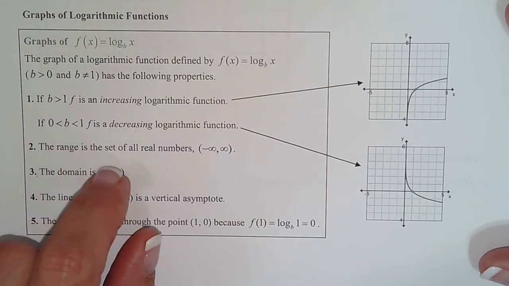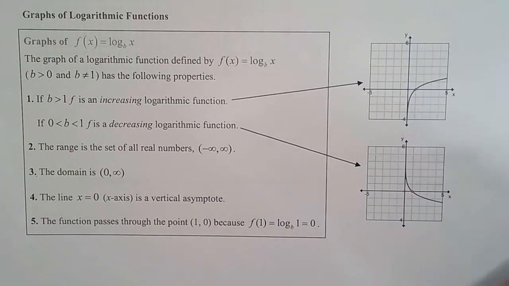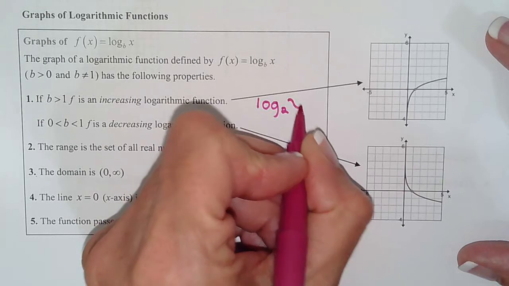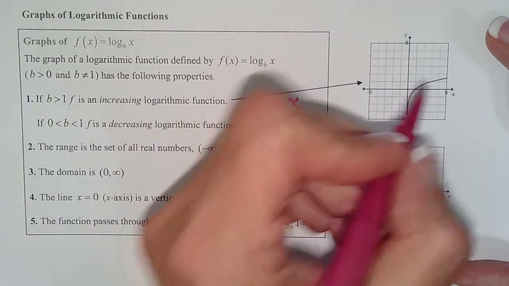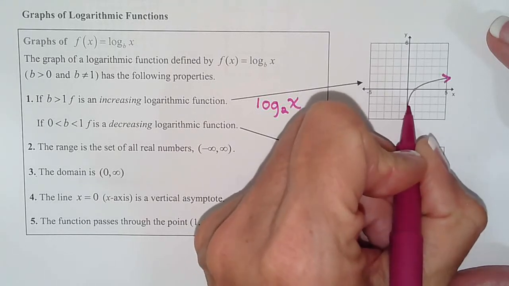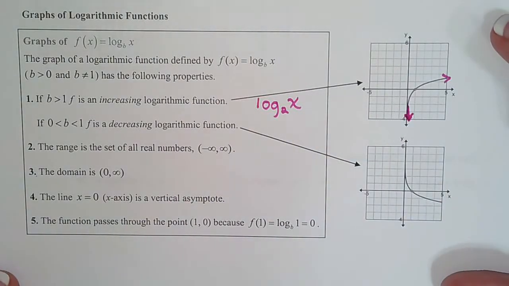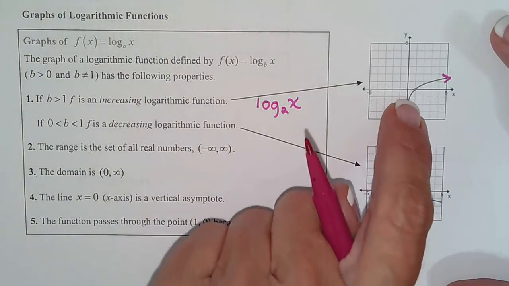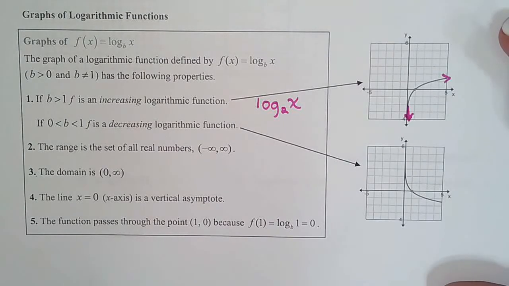If b is greater than 1, so that means 2, 3, 4, like log base 2 of x, for instance, so the base is bigger than 1, then the logarithmic function is increasing. And there's arrows right there. So be sure and put arrows on both ends because it does go on forever. Increasing means as you go from left to right, like you read a book, the function is going up.